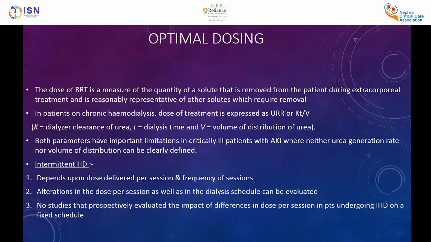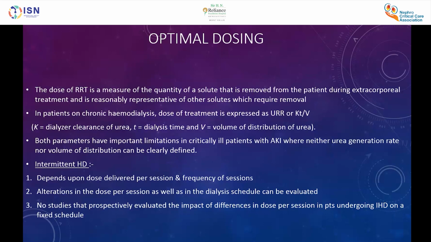So what's the optimal dosing? The dose of RRT is a measure of the quantity of solute that is removed from the patient during extracorporeal treatment and is reasonably representative of other solutes which require removal. In patients on chronic hemodialysis, the dose of treatment is expressed as Kt/V and/or URR.